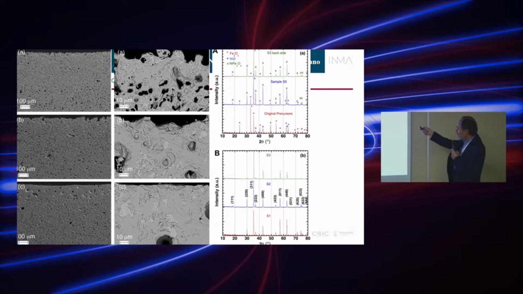And when we take a look at the X-ray diffraction, we see the diffraction lines which correspond essentially to the nickel ferrite spinel, although there are small traces of iron oxide left there.